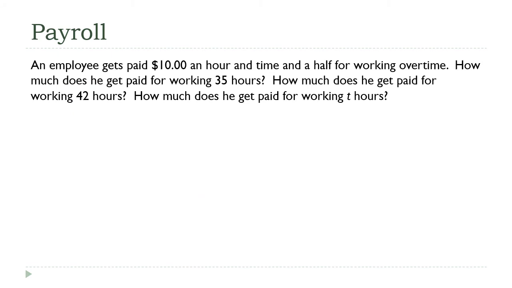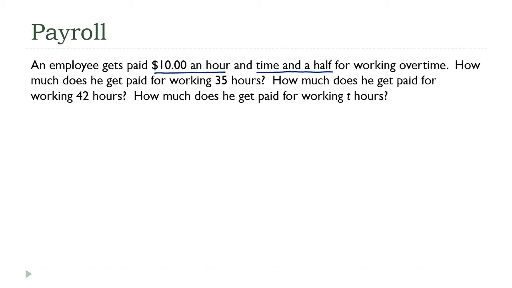All right, so we've got another example here that's probably familiar to a lot of people. We have an employee getting paid, and he's getting $10 an hour, and the customary time and a half for working overtime. Okay, so hopefully right away you're seeing how we've got two different functions going on here. I have one function that's going to describe his regular pay rate, and I have another function that's going to describe his time and a half pay rate.